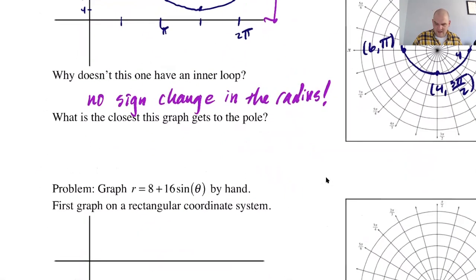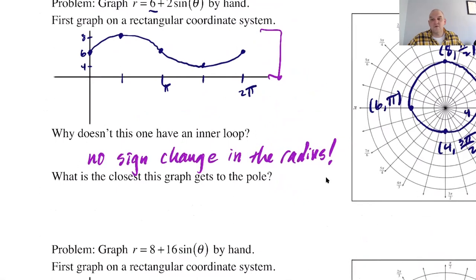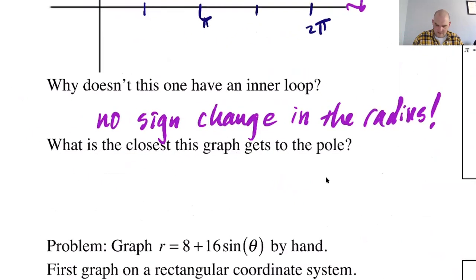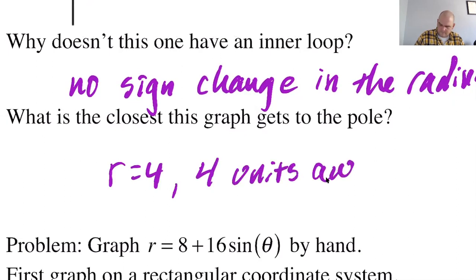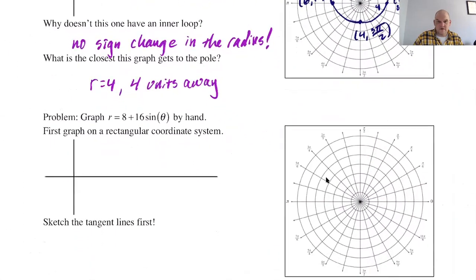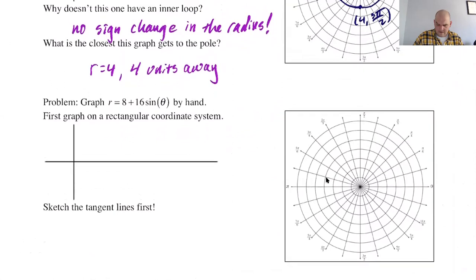And the closest that we ever get to the pole, think about the rectangular graph when you're trying to answer questions like this, right? So the pole is like the origin, that's when r equals 0. So the closest you ever get is the minimum of this graph. And the minimum of this graph is 4 units away, right? So it's when r equals 4. So you could say 4 units away. That's definitely the minimum.